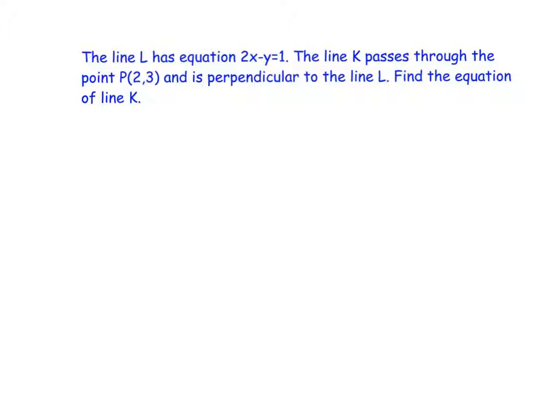Okay, we have a line L given by the equation 2x minus y equals 1. We know that the line K passes through a point P (2, 3), so it's a different line. And that line K is perpendicular to the line L. What you want to do is find the equation of line K. I strongly recommend you draw the first line and get a good feeling for what you're looking for. It makes the rest of the working so much easier. So pause the video, draw this, have a go.